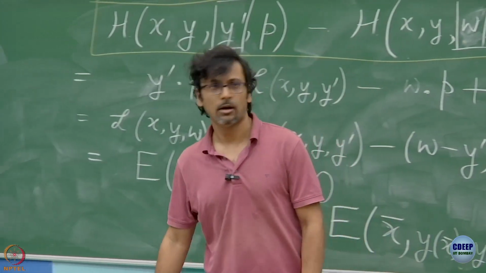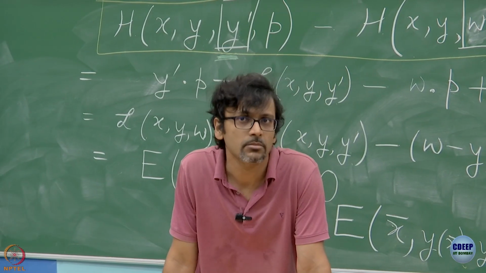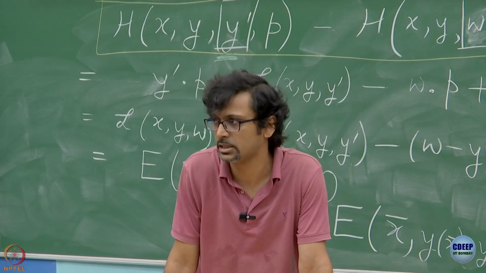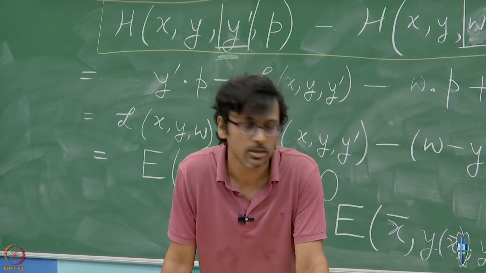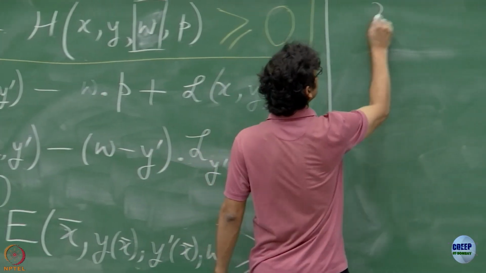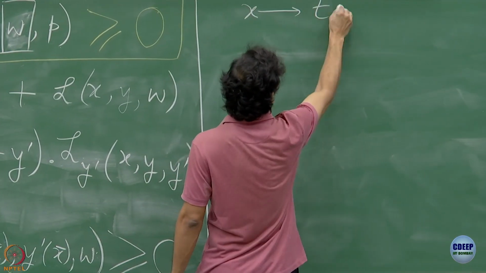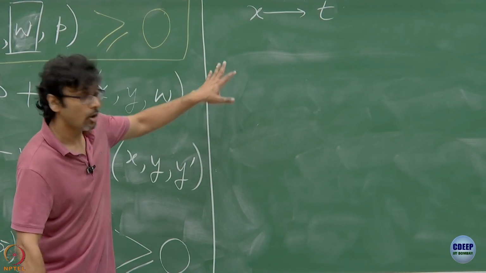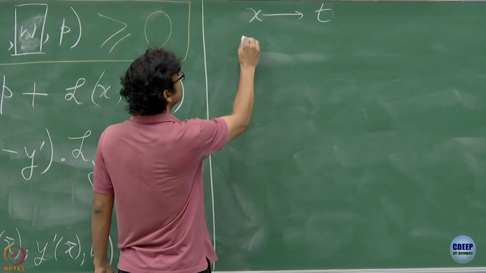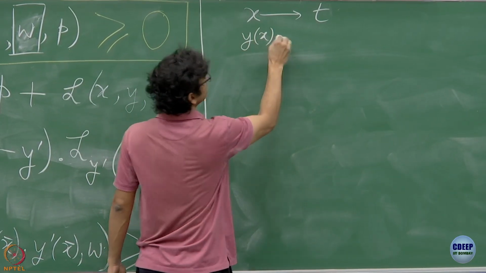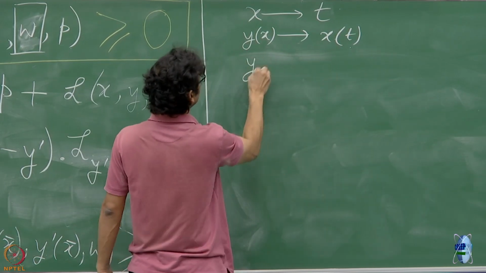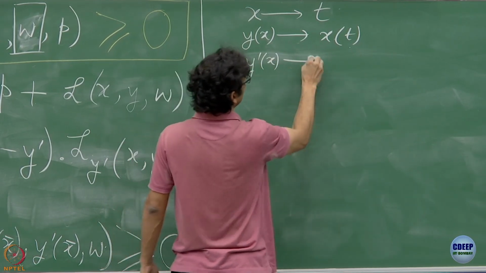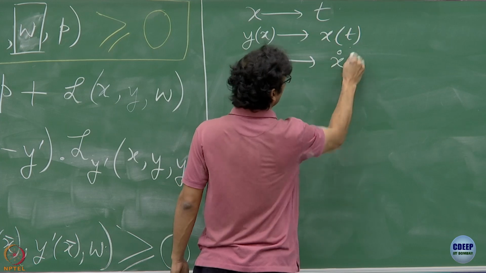Hereafter, our independent variable is going to be time throughout, not x, not a curve anymore, but trajectories in time. So we'll make this transition permanent now from x to t. Looks a little odd, especially when I write the next line, because now y of x will get replaced by x of t. So y prime of x will get replaced with x dot of t.